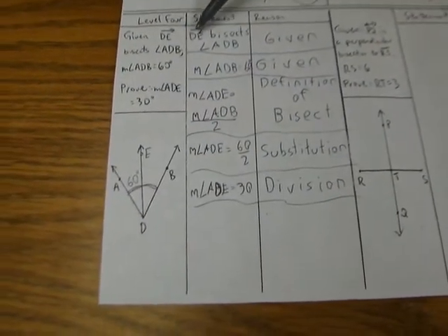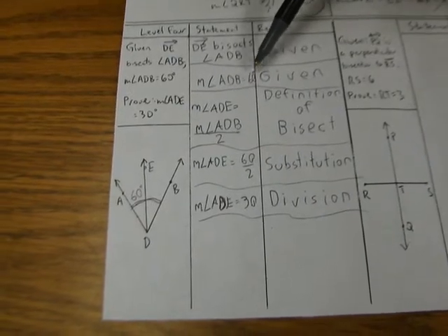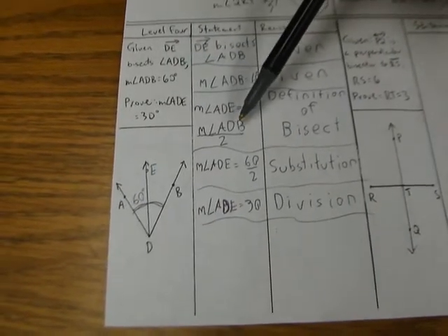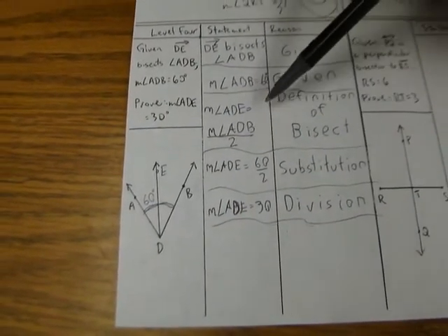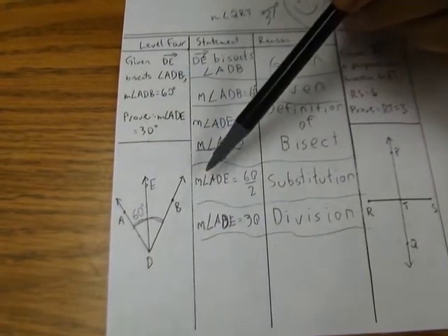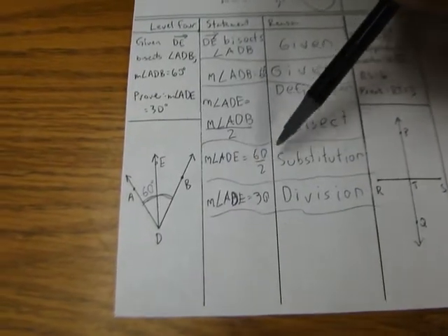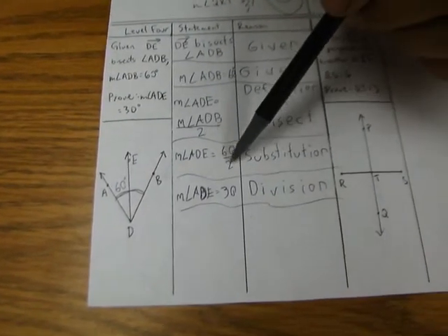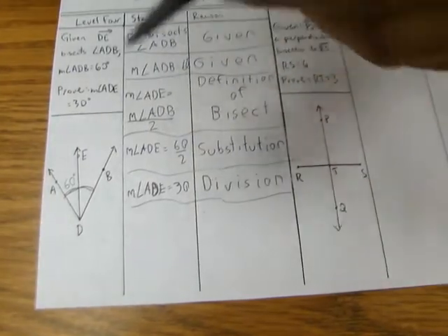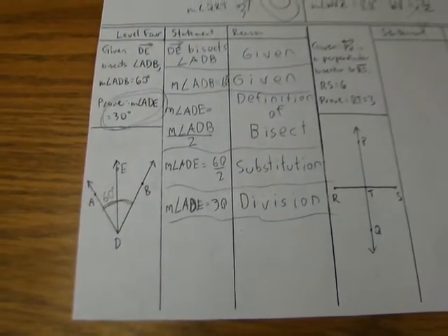Alright, to review. We knew that ray DE was bisecting angle ADB, that was given. We knew that the measure of angle ADB was 60, that was given. We knew that the measure of angle ADE had to be equal to the measure of angle ADB divided by 2 because that's what bisectors do. So this one had to be exactly half the size of that one. That's the definition of bisector. So we knew that the measure of angle ADE had to equal 60 divided by 2 because ADB was 60. So we replaced it with 60 divided by 2. That's called substitution. When we actually did the division, 60 divided by 2, we figured out that the measure of angle ADE equals 30. That's called division, and that's where we proved the thing that we were trying to prove. So that's a good proof.